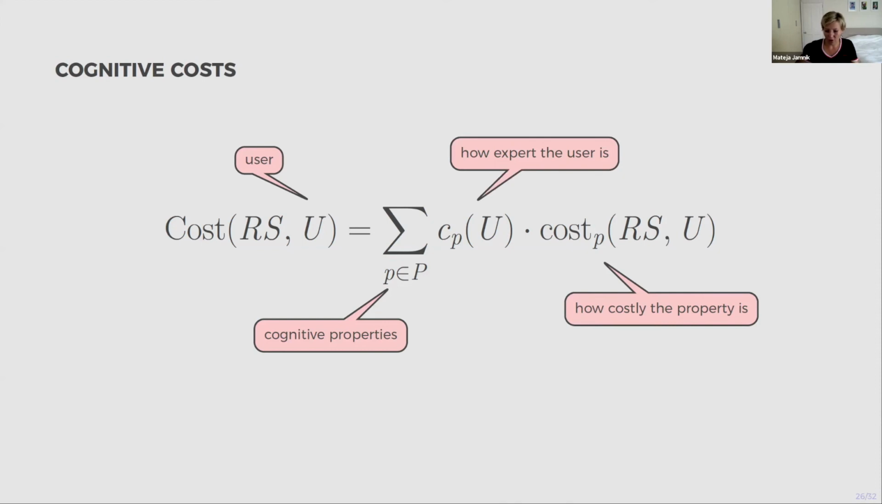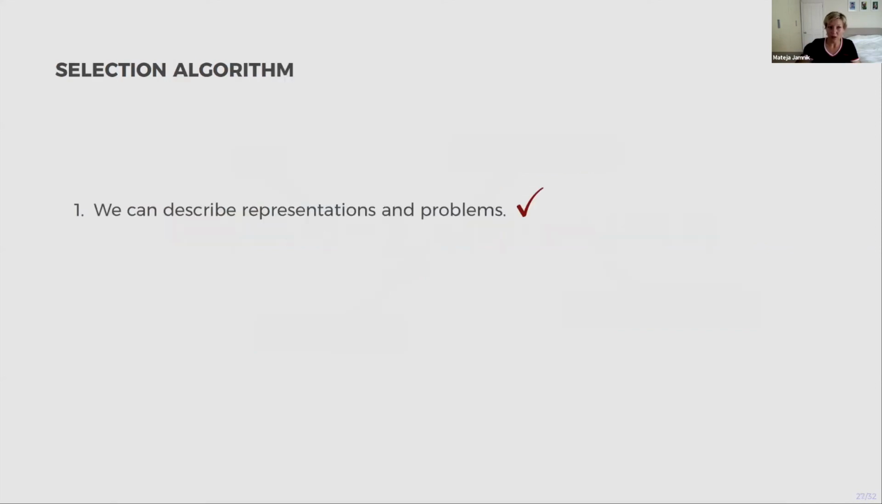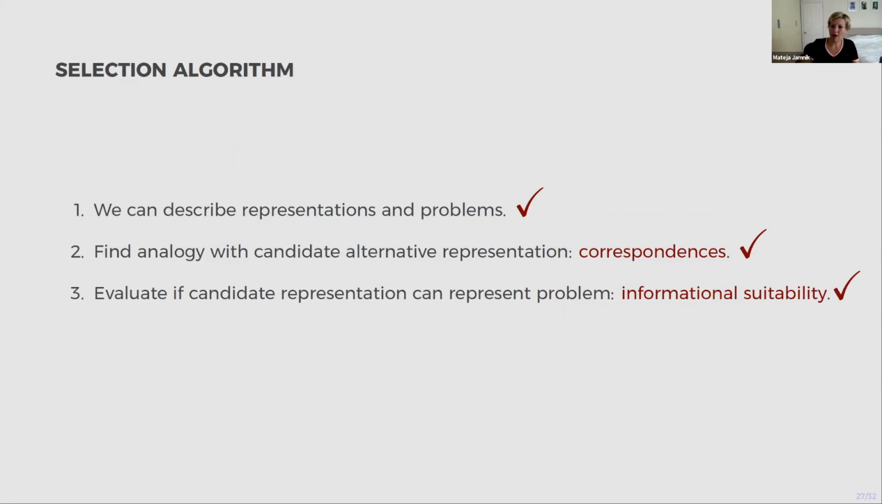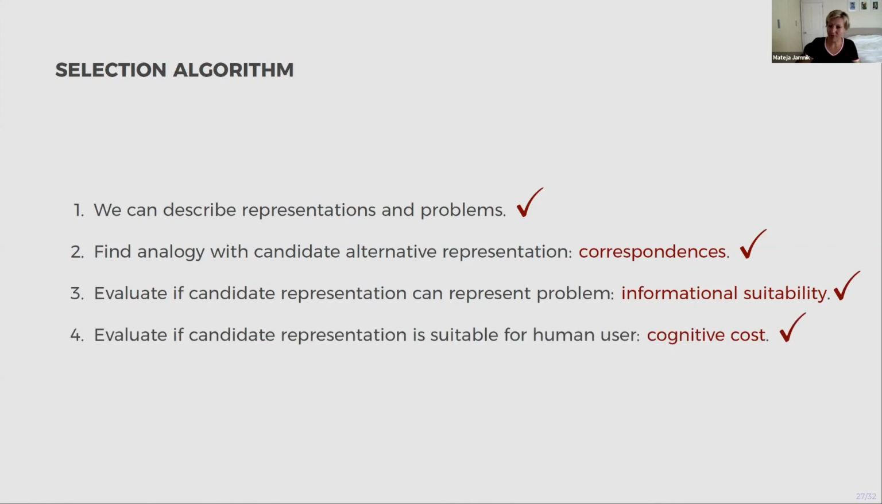So whether they're a novice, an average user, an expert, or any level of granularity in between, this is how we compute our cognitive costs. So I have the language, the vocabulary, I have the way of making analogies, I have a way of finding whether I can actually talk about my problem using a candidate representation, and I have a way of assessing whether my candidate representation is the right one for a particular person who's going to use it.